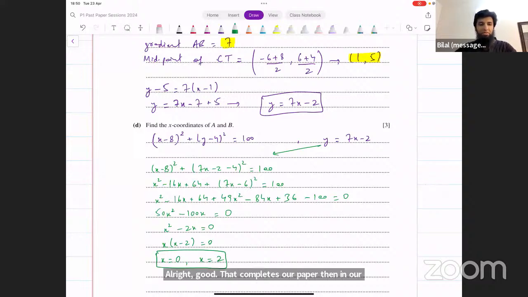In our next class, we will be doing difficult questions from two of the 2022 papers, most likely. I'll tell you which ones. On Thursday, we will most likely be doing difficult questions from the November 2022 papers. And then we'll come back to 2020 again on Friday.